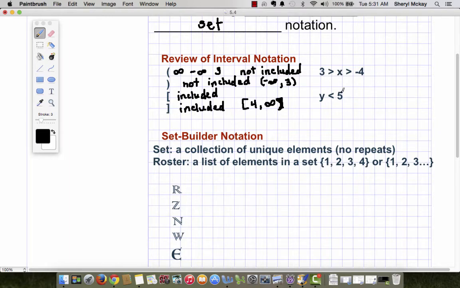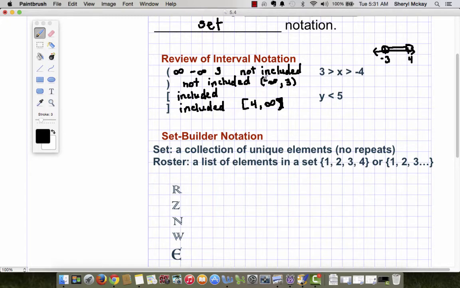So here's an example of something written in inequality notation. X is less than 3 and x is greater than negative 4. So that means that we're starting at negative 4. So if you think about on a number line, we're going to say that this is negative 3 and this is 4, and it's going to be an open circle, and it's connected. So that's the interval that we're talking about.